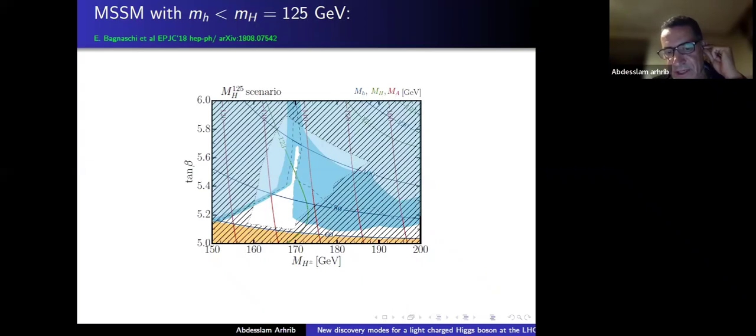But if the charged Higgs decays to W and little h, for the moment there is no search in this channel. There is some search at LEP, which we take into account, but it's not very constraining. And now both CMS and ATLAS have started searching for this bosonic decay as well. Next slide.